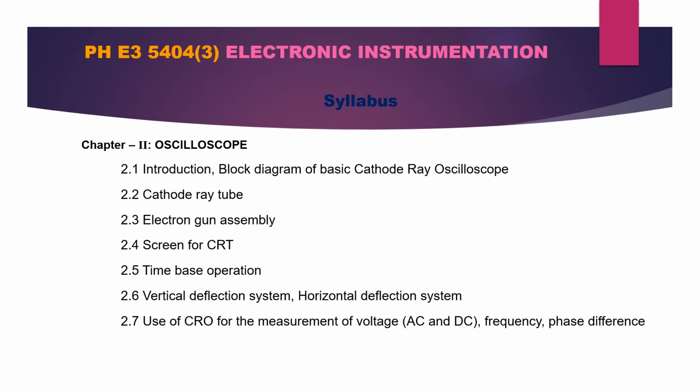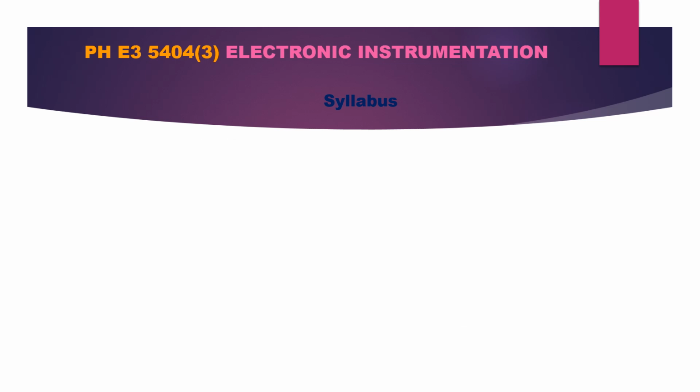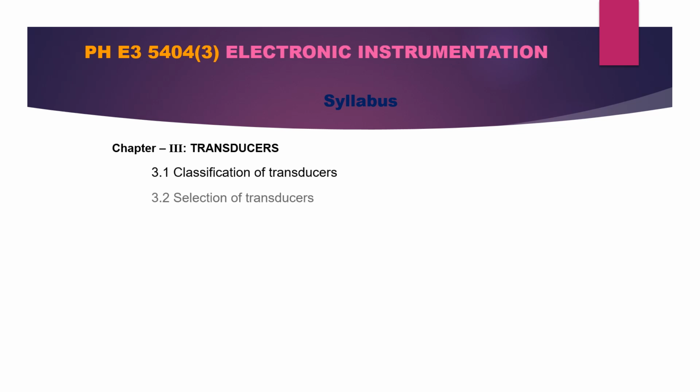Lesson 7, Use of CRO for the measurement of voltage, AC and DC, frequency, phase difference. Lesson 8, Different types of oscilloscopes and their uses. Lesson number 9, Digital Storage Oscilloscope. Chapter 3, Transducers. Lesson 1, Classification of Transducers. Lesson 2, Selection of Transducers.